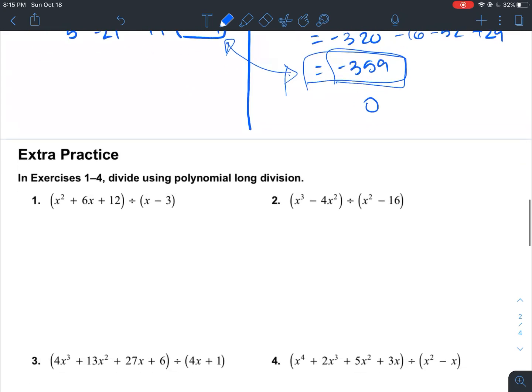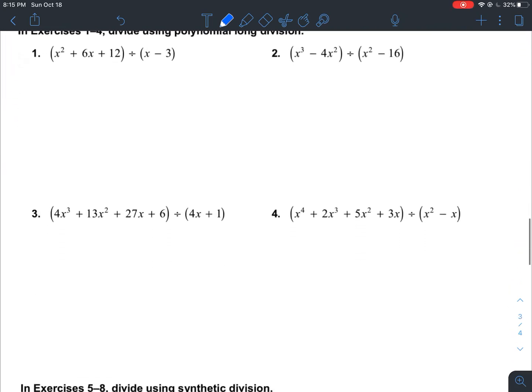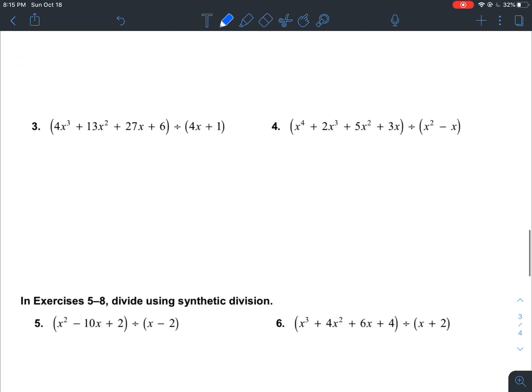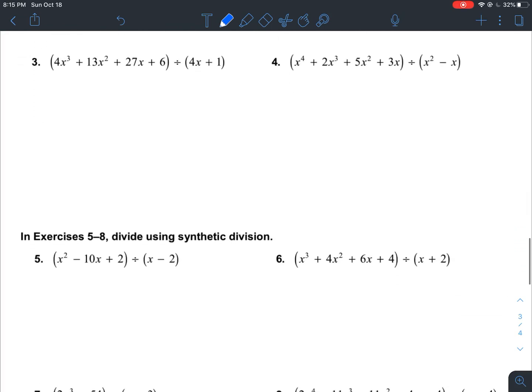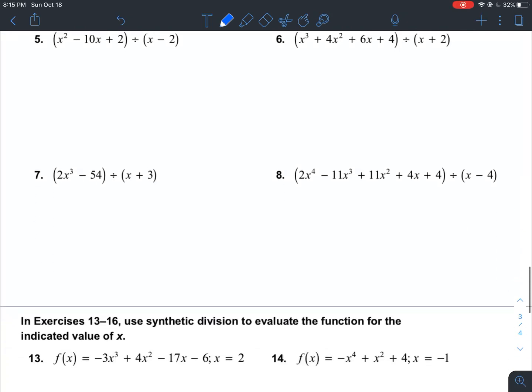So I feel like we've gone through a lot of practice problems. So if you guys want, you can go through these or go straight to your homework, depending on how much practice you feel like you've gotten. But just try and freshen up on these examples.